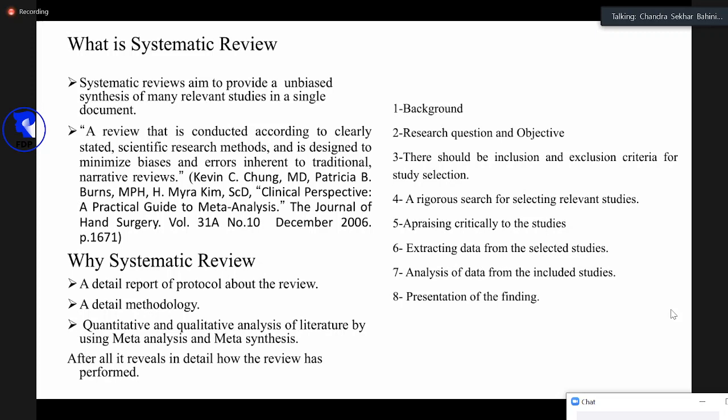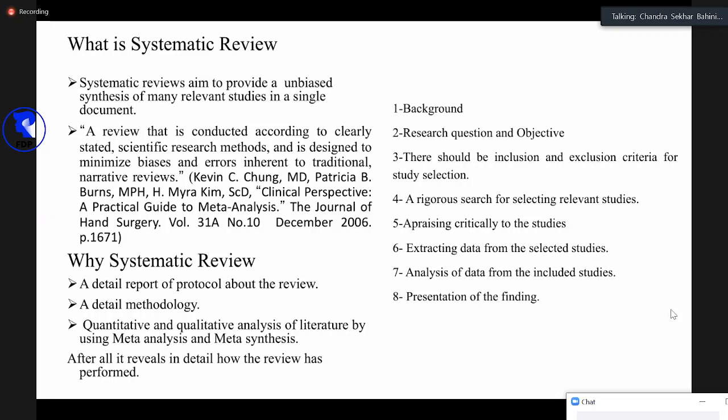But the systematic review will not miss those studies because there's a methodology involved. Therefore, it's called an unbiased synthesis of many relevant studies in a single document. It is a review conducted according to clearly stated scientific research methods and designed to minimize the bias and errors inherent to traditional narrative reviews, like the example I've given.